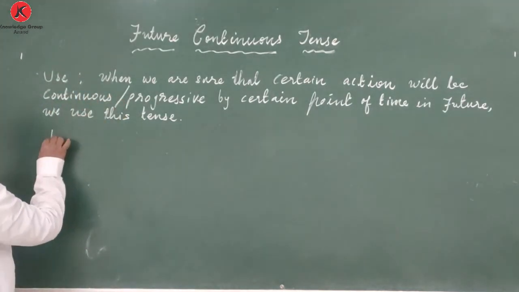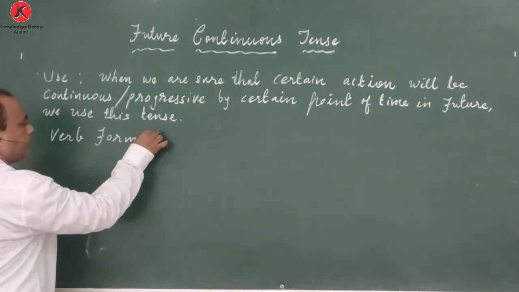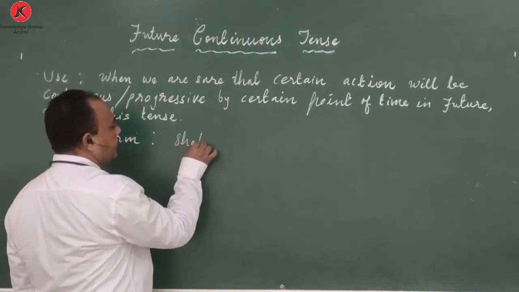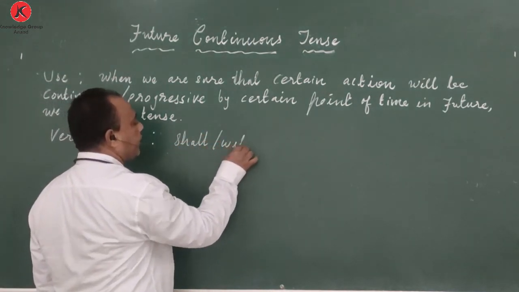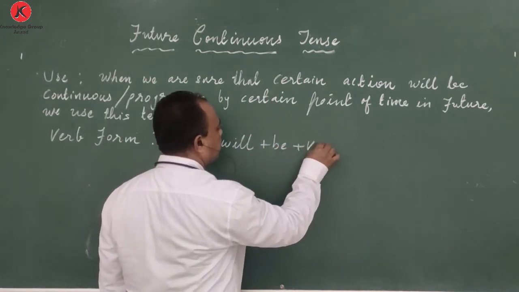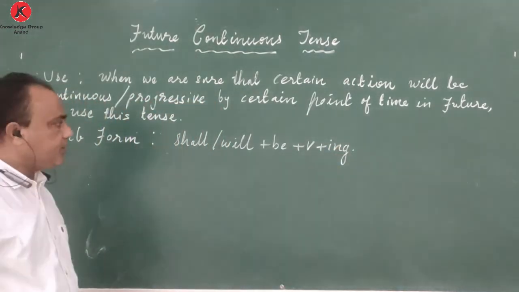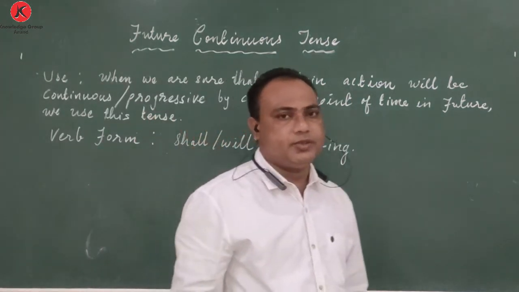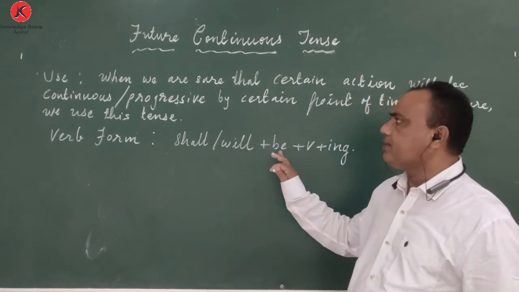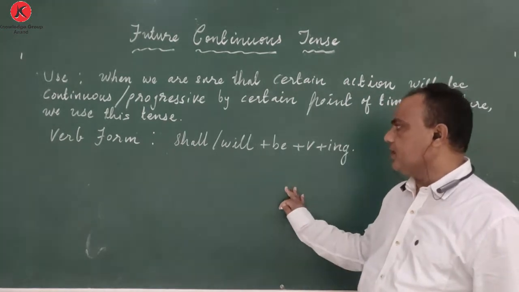Now here, what is the verb form? Verb form is shall or will plus be plus verb plus ing. Shall or will plus be plus verb plus ing. So this particular formation indicates that this particular sentence is written in future continuous tense.